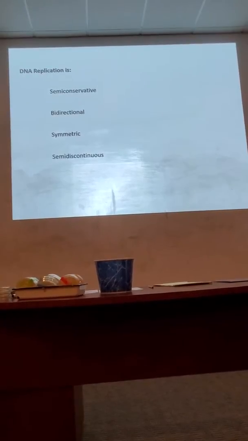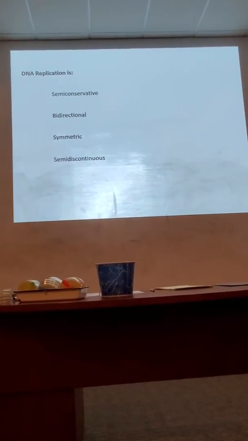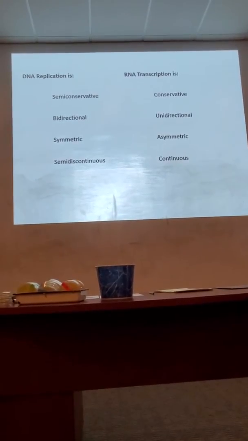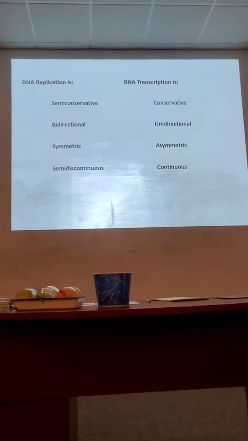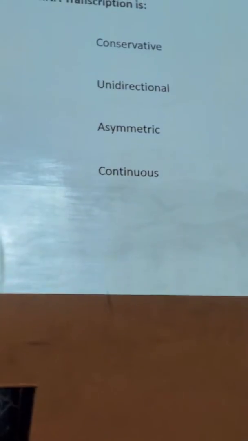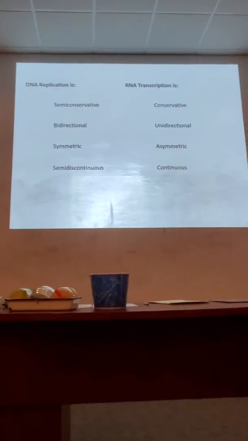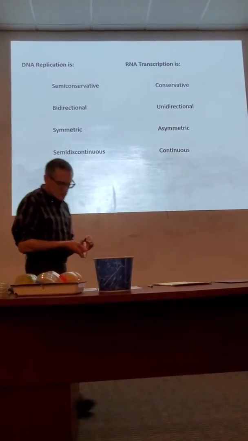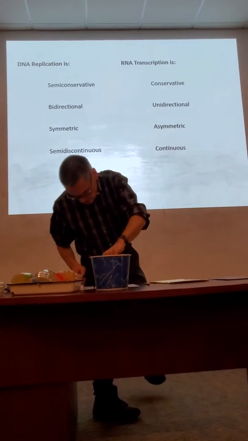So we already said DNA replication is semi-conservative, bidirectional, symmetric, semi-discontinuous. We're going to use different terms when we describe these characteristics, but describing now transcription instead of replication. Maybe I can do it with some simple diagrams.